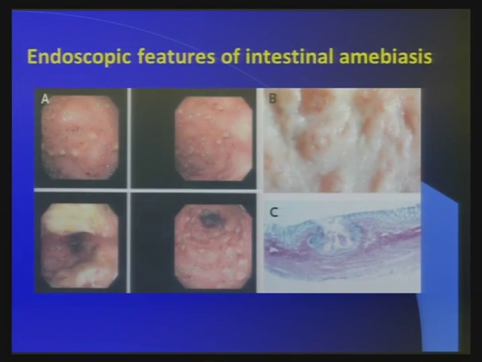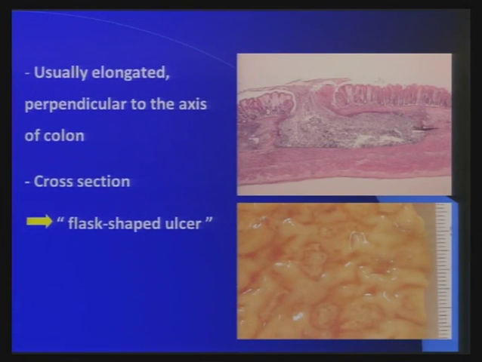Something like this. You see the small pinhead ulcer here. When you cut the cross section, you see a very small hole here, but under that, a big one. This is a typical ulcer of amoebiasis. Like that, a small hole, but down there is a very big necrosis.